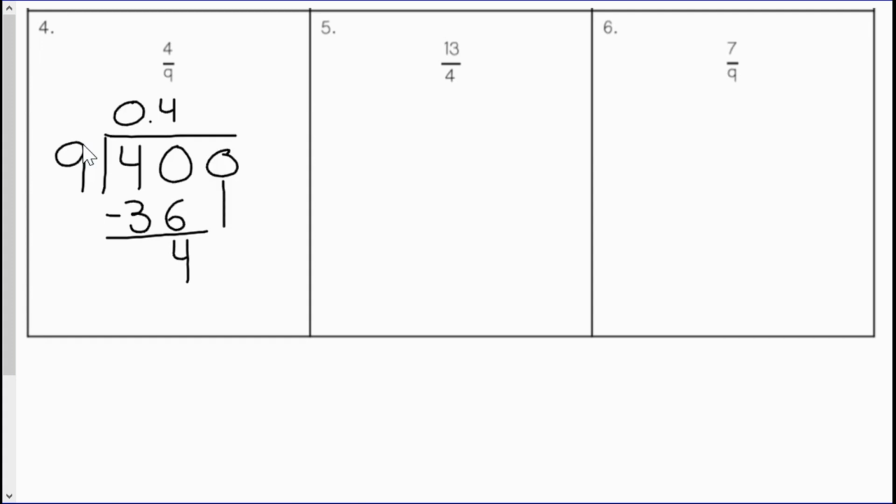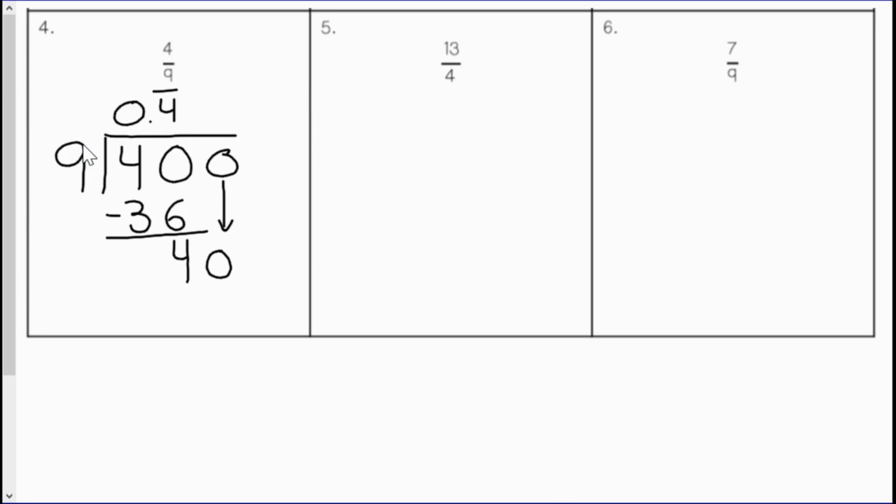Notice if I bring down another 0, I'll have 40 again, which is the first division that I did. So 9 goes into 40 again, another 4 times, which would give me another 36. So 4/9 as a decimal representation is actually 0.4 repeating, which gives us a key when I have a 9 as a denominator. If I have a 9 as a denominator in a fraction, then the decimal representation will be whatever the numerator is as a repeating bar. So 4/9 is 0.4 repeating. 1/9 would be 0.1 repeating. 2/9 would be 0.2 repeating.